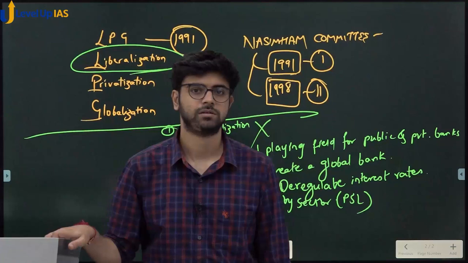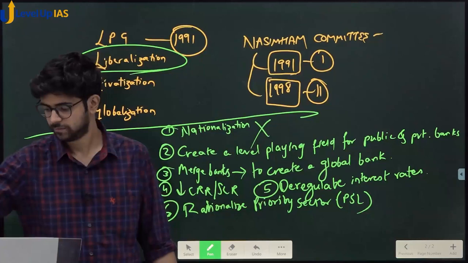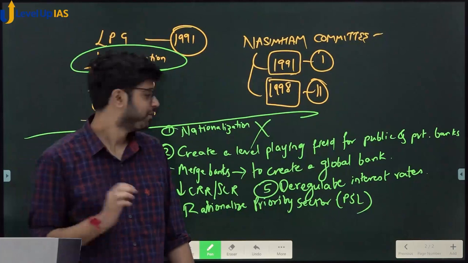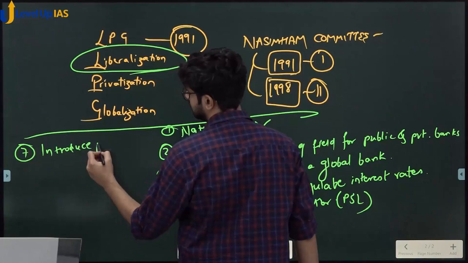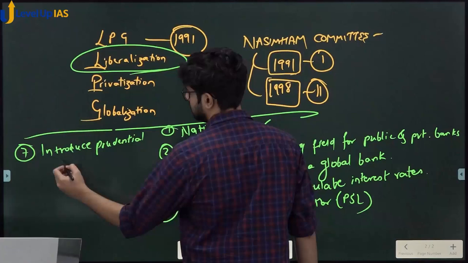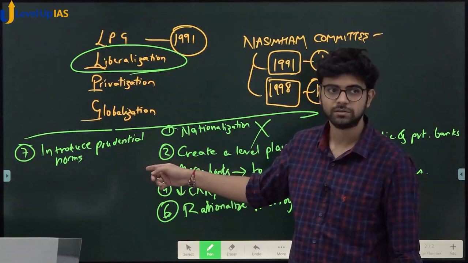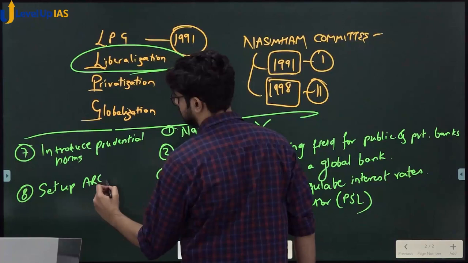Do you remember? Try to remember. Average net bank credit, ANBC. Okay, it's fine. Right? Then very good. Last two recommendations, I hope you know. See this. Do you understand this? Introduce prudential norms, right? This was the last recommendation.